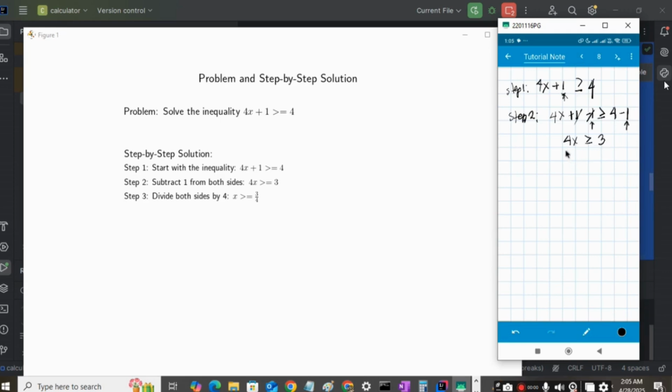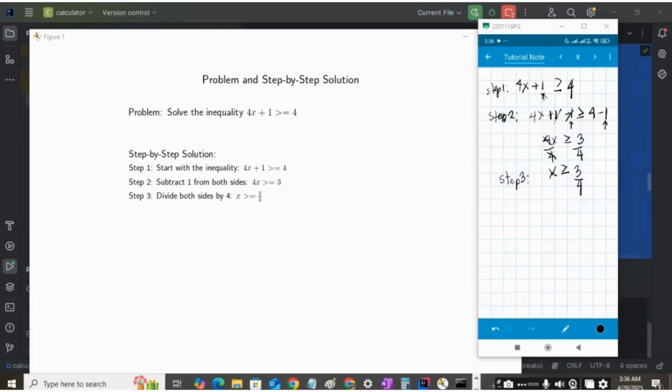And all we need to do is divide both sides by 4. Again, the numerator and the denominator will cancel out, and that will yield the final answer, which is x less than or equal to 3/4. This is step 3.